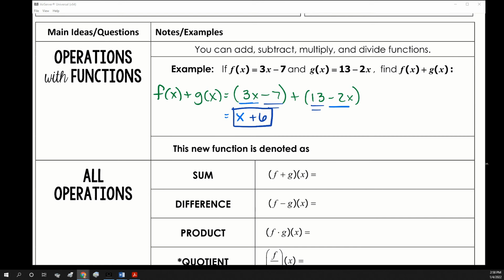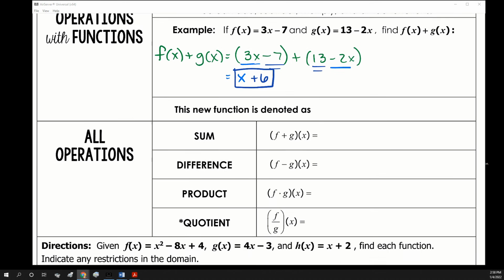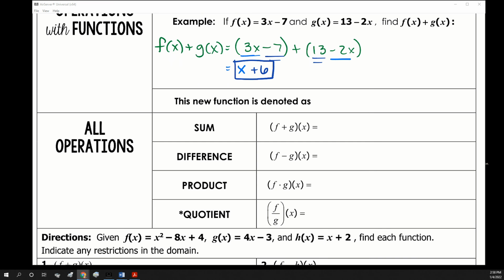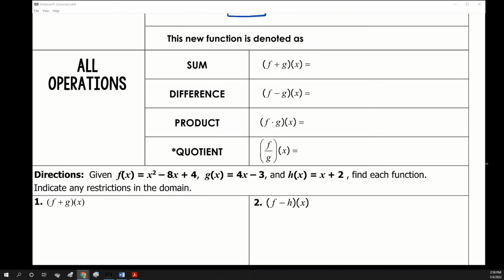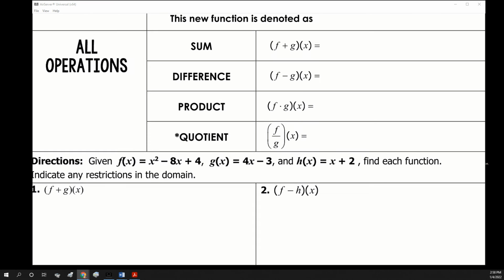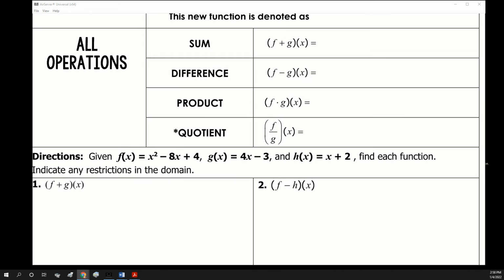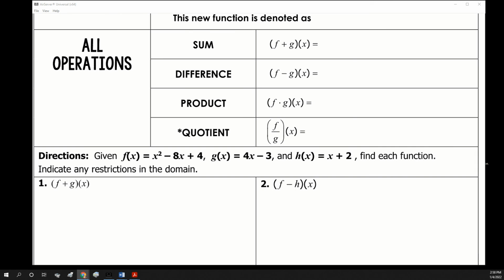Okay. I feel like we've done that before. This stuff next is new. It's just new notation. All right. So sometimes if you need to find the sum, it's written differently. It's written as f plus g of x, but it means the same thing that we just did. f of x plus g of x.